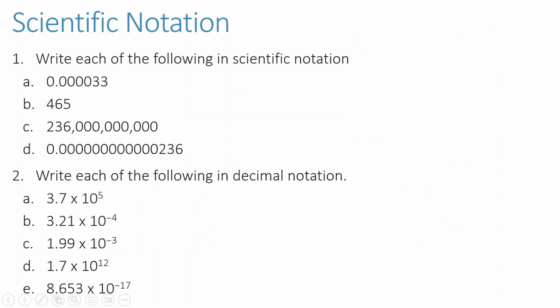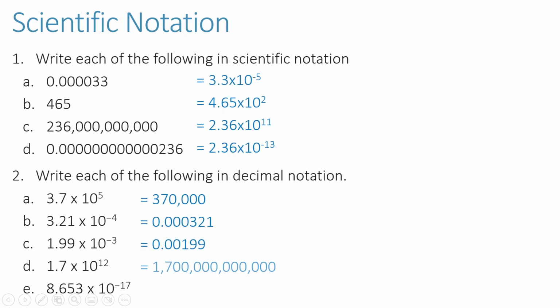Go ahead and pause the video and take some time to practice going in each direction with scientific notation. When you're ready, you can return here and check your answers. Okay, here are the answers for each of these. Take a moment here and check your work. The error that students usually make is in counting the number of places that you move over. And remember that you only want one number in front of the decimal.